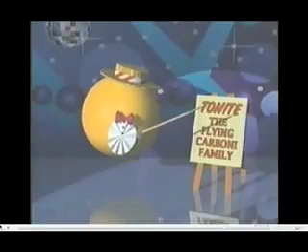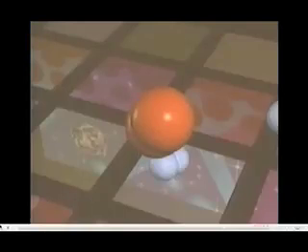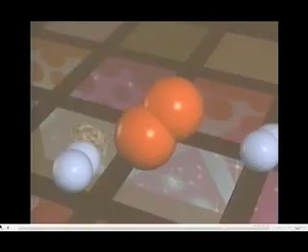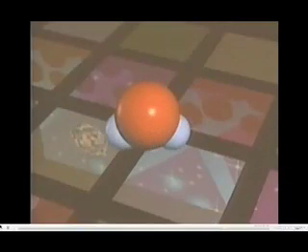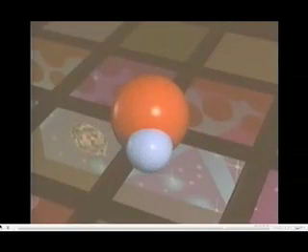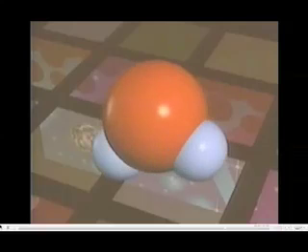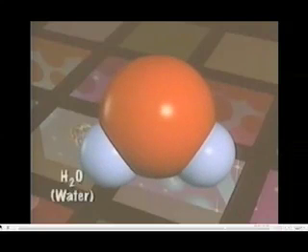Okay, once more with energy. And again, faster. And we have contact. And the combination is a boomerang-shaped molecule of water. Yeah!